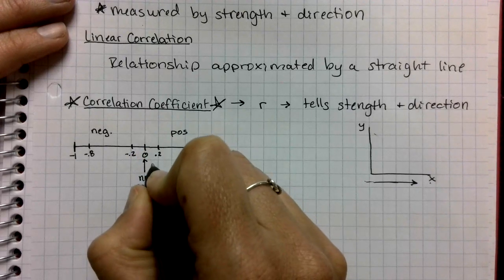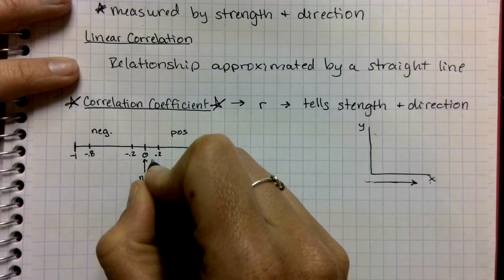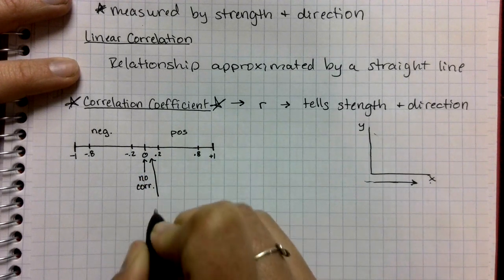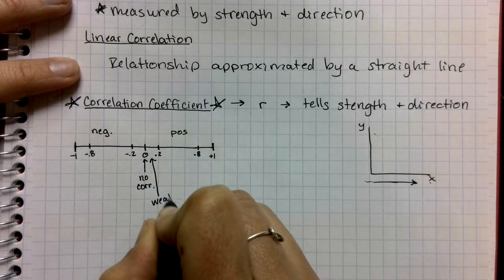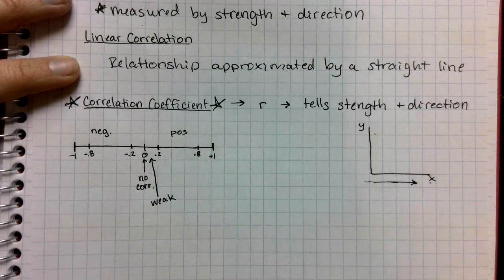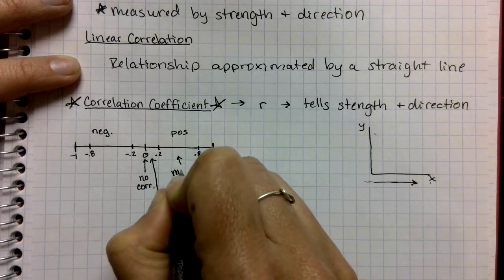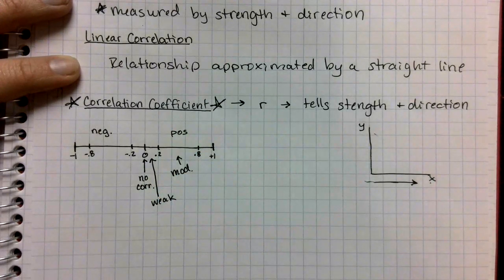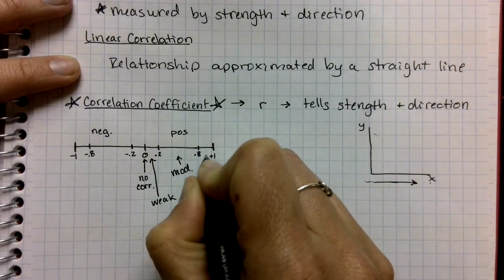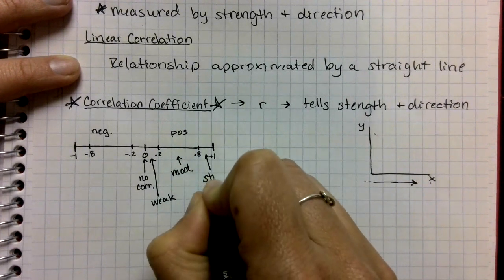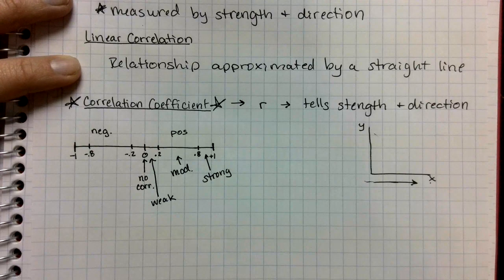The way I have always learned it is between 0 and 0.2 is considered to be a weak correlation. So there's some relationship there, but it's very weak. From 0.2 to 0.8, this is considered to be a moderate correlation. And anywhere from 0.8 to 1 is considered to be strong. And it's going to be the same thing on the other side.